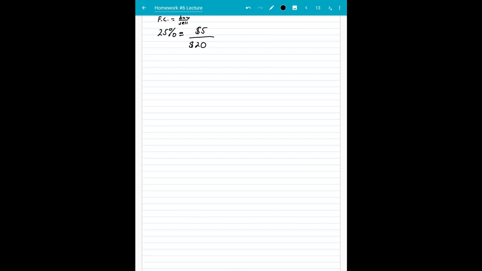Well, what if something changes? Like, what if the ingredients are more expensive? What if we don't know the percentage? What if the ingredients now cost $8? Well, if they're $8 for the cost, we still sell it for $20. Now that increases our food cost percentage to 40%. That's not good. We don't want a food cost that much higher.